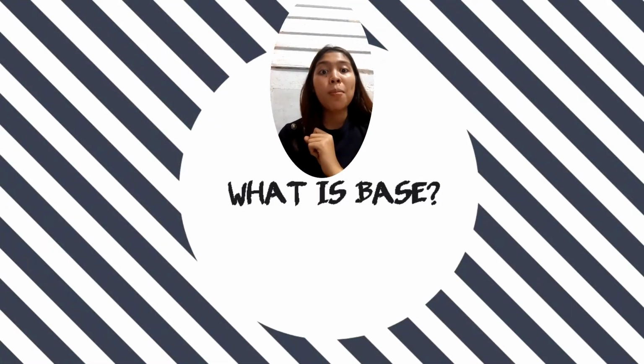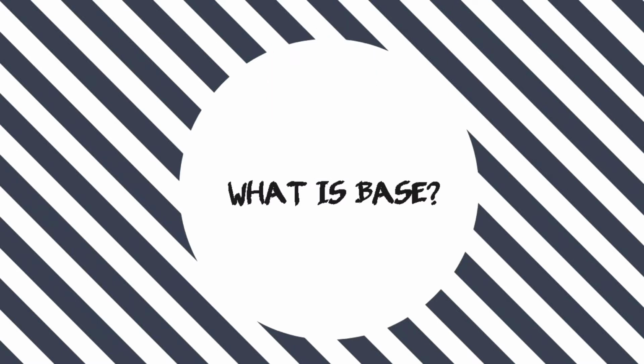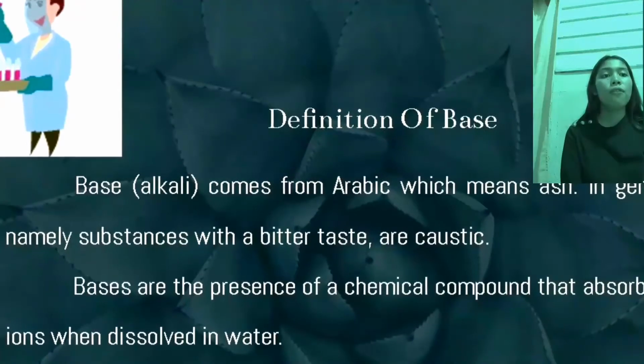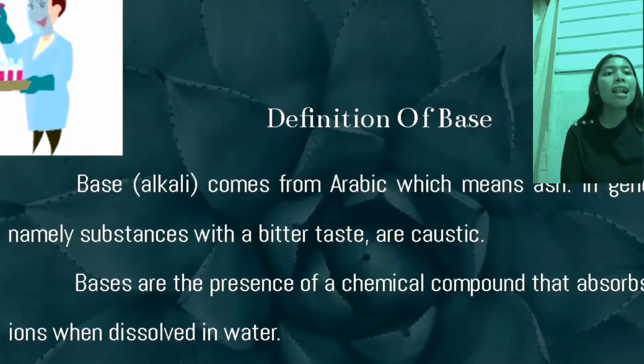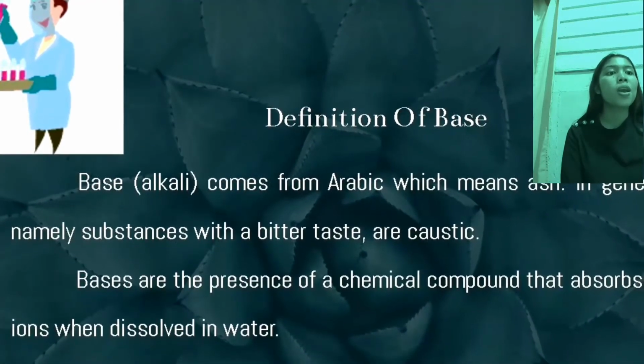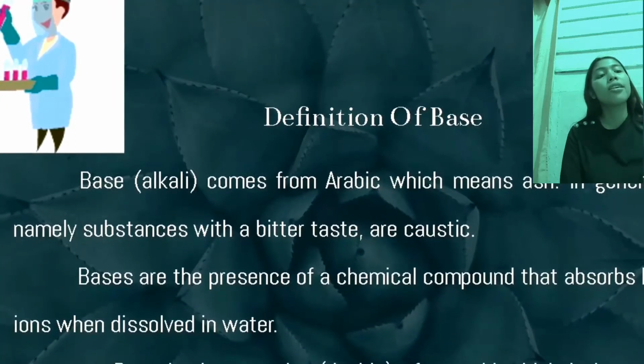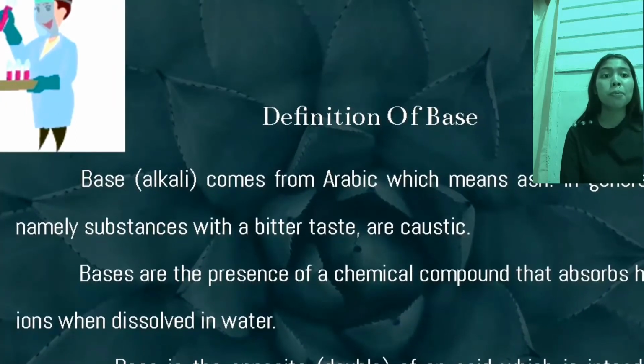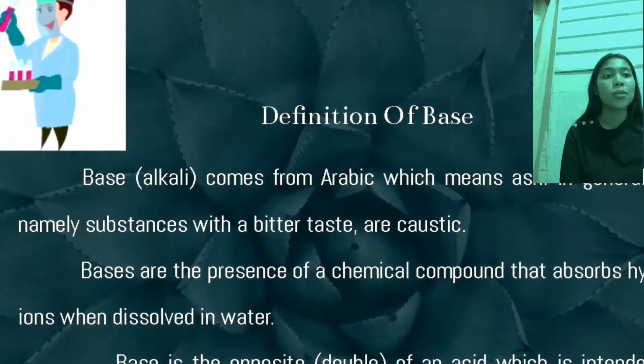After we learn about acid, next we will learn about base. What is base? Do you know the definition about base? Definition of base. Base or alkali comes from Arabic which means as. In general, bases, namely substances with a bitter taste, are caustic.